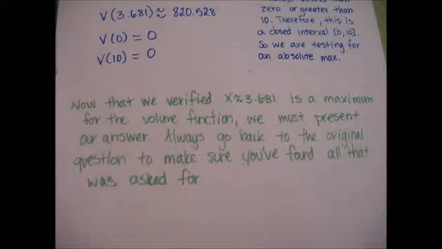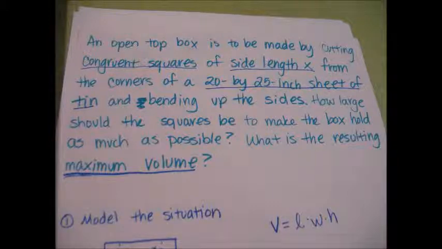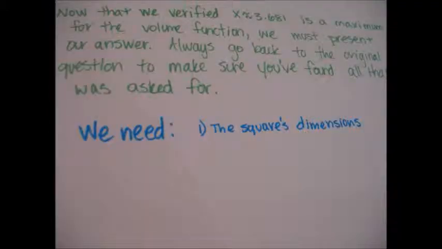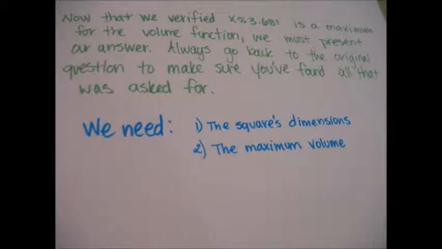So, now that we verified that x is approximately 3.681, there's a maximum for the volume function, we have to represent our answer. This is the point where you always need to go back to the original question to make sure you found all that was asked for. When we look back at our original, it says, how large should the squares be to make the box hold as much as possible? And what is the resulting maximum volume? So we need two things. First, we need the square's dimensions, and then we need the maximum volume.